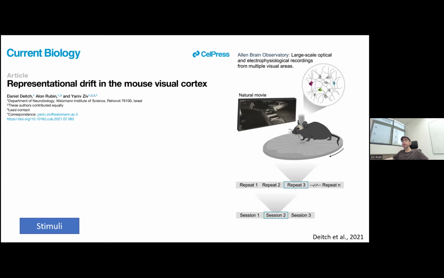And in this study, they analyzed data consisting of both calcium imaging and Neuropixels recordings from mice passively viewing natural movies. Now, natural in the sense that they're actually filmed, okay, they're not Gabors or gratings. And this 30-second movie is repeated many, many times within each recording session.